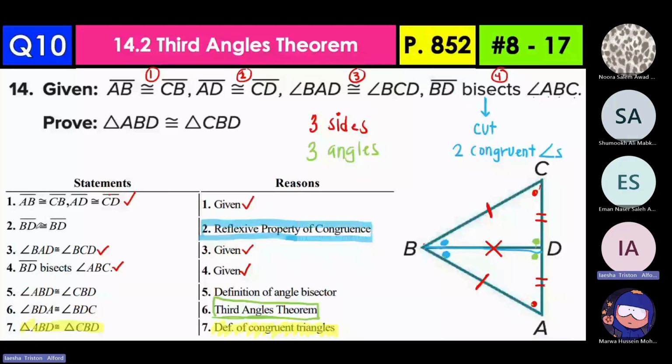How did we know that BD is congruent to BD? That is called reflexive. How did we know that angle ABD is congruent to angle CBD? You have to pick angle bisector. And then number 6, how did we know the two green? Because of third angle. So in the exam, you're going to have to draw on the picture to help you to see what is happening. So this one, they give you 3 sides, 3 angles. Okay, congruent.